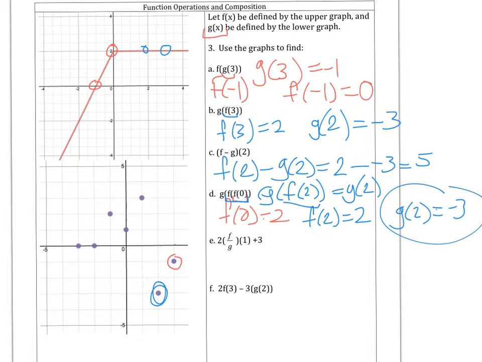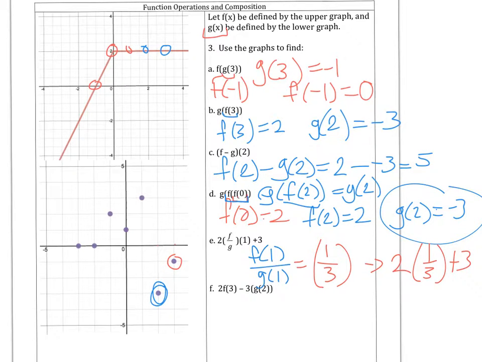Looking at our next one, we've got 2 times f over g of 1 plus 3. So let's find f of 1 over g of 1 first. F of 1 is going to be 2. That keeps coming up, huh? G of 1 is 3. And we're going to multiply that times 2. So 2 times 1/3, and then we're going to add 3 to that. So that'd be 3 2/3. If you wanted to leave that as an improper fraction, that'd be 11/3.